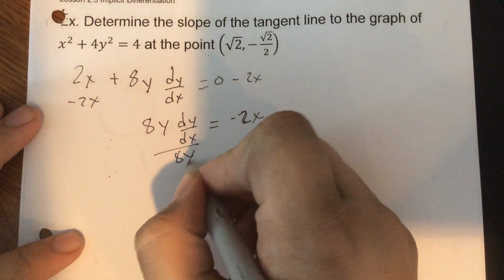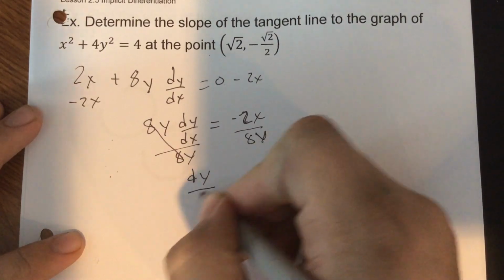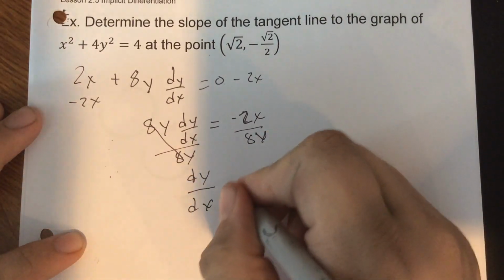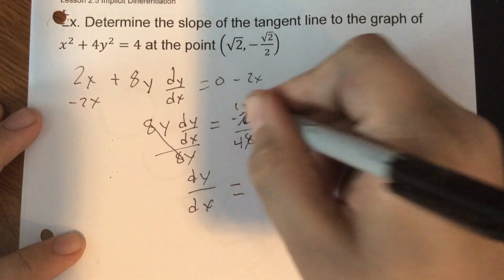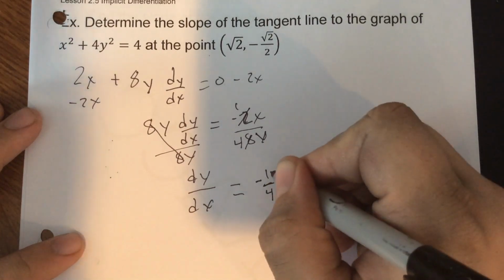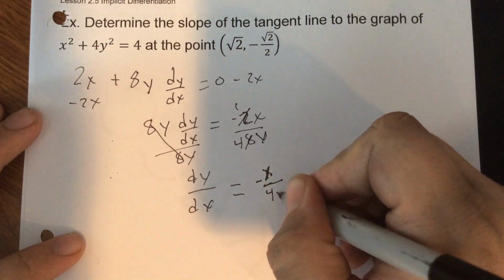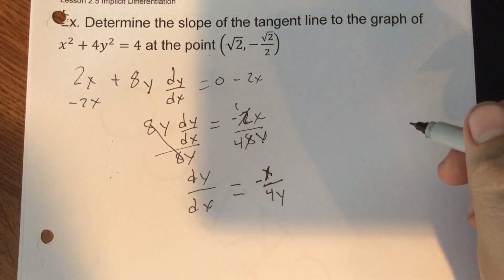And if we divide by 8y, we get dy over dx of, well, the 2 and the 8 can reduce. This can be a 4 and a 1, negative 1/4, or negative x over 4y. Wow, there we go. So that's going to be our equation that we can use to find the slope.